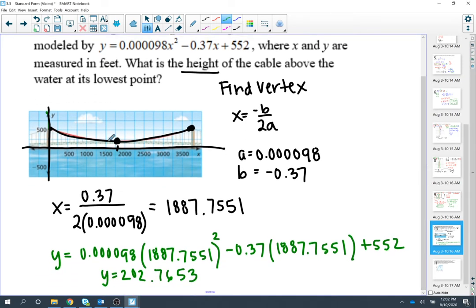So let's just check. If we check our graph, does this look like it might be at about 200 feet? And yeah, I think so, because 250 would be right there at the middle, and then 500. So if it doesn't say, leave 4 decimals on it. That's just a good practice to get into. So the height of the cable at its lowest point is about 202, 203 feet.